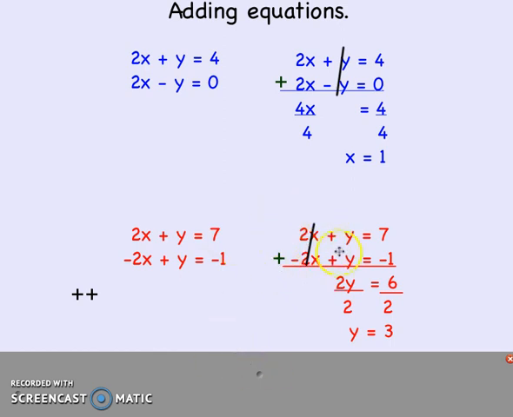Notice that the key here is that you have opposite coefficients for one of your variables. Here we had a positive y and a negative y. That allows those to cancel or be eliminated. In this second set, we had 2x and negative 2x. So again, when we add those together or combine them, the x's get eliminated. Right, let's look at an example.